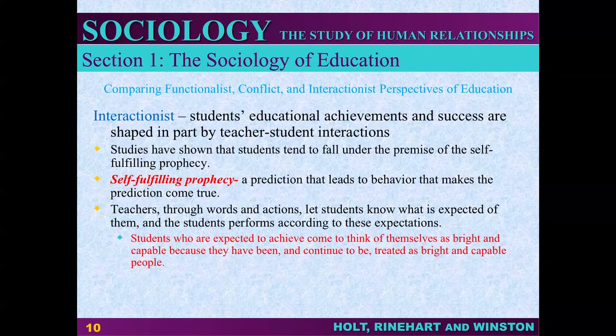Students who are expected to achieve come to think of themselves as bright and capable because they have been and continue to be treated as bright and capable people. Students not expected to achieve, on the other hand, may come to think of themselves as inferior. And so you may think of people in some of your classes that constantly don't seem to do well. They might be very bright and intelligent people, but because they didn't have success early on in school, they may have ultimately decided that they can't have success and aren't going to be successful, and perhaps have dropped out.